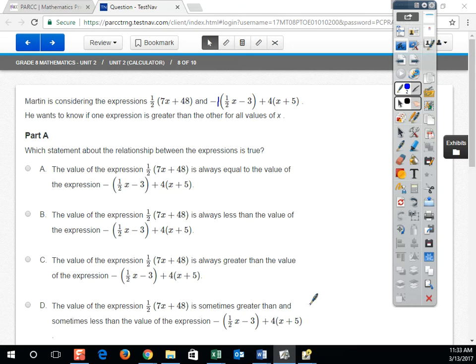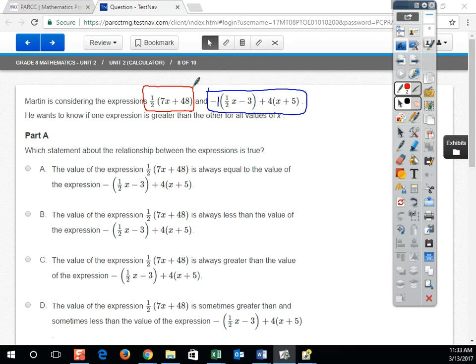So essentially we have one expression here and one expression here, and he wants to know if one of those two expressions will be bigger no matter what value of x you pick. And odds are the answer is going to be no, because when you multiply by a negative, it changes the sign. Like obviously 3 is bigger than 2, but negative 2 is bigger than negative 3. So probably not. So here we go, part A.